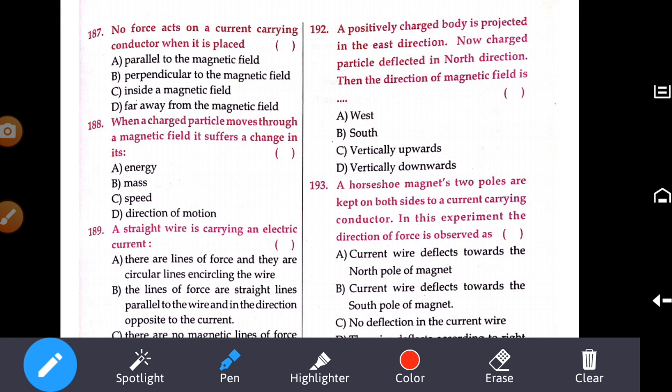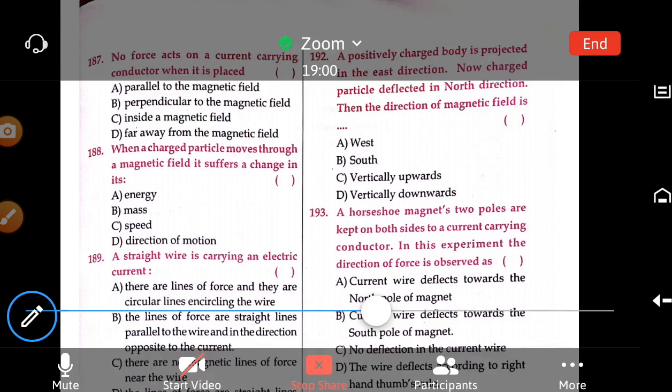When a charged particle moves through a magnetic field, there is a change in its direction. That is what we will be seeing in the distortion of the TV screen. So the direction of the motion of the electron, the charged particle, changes.